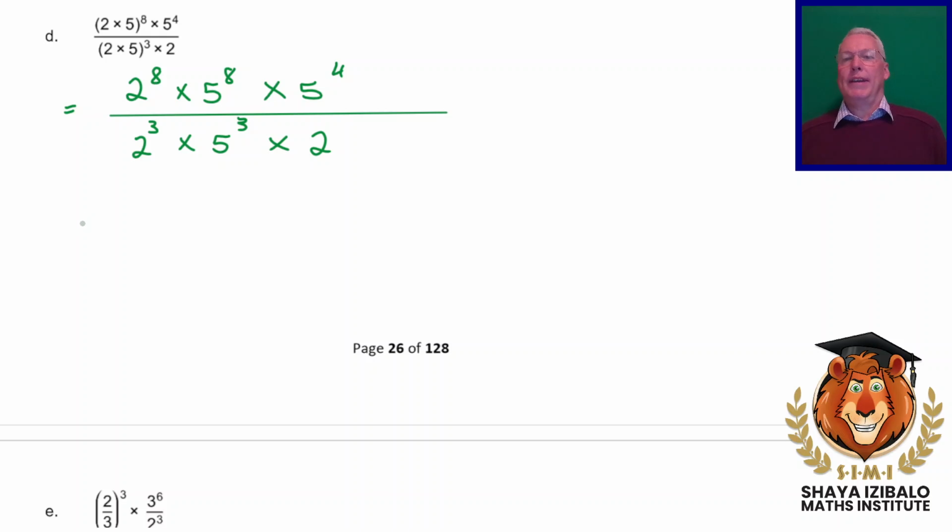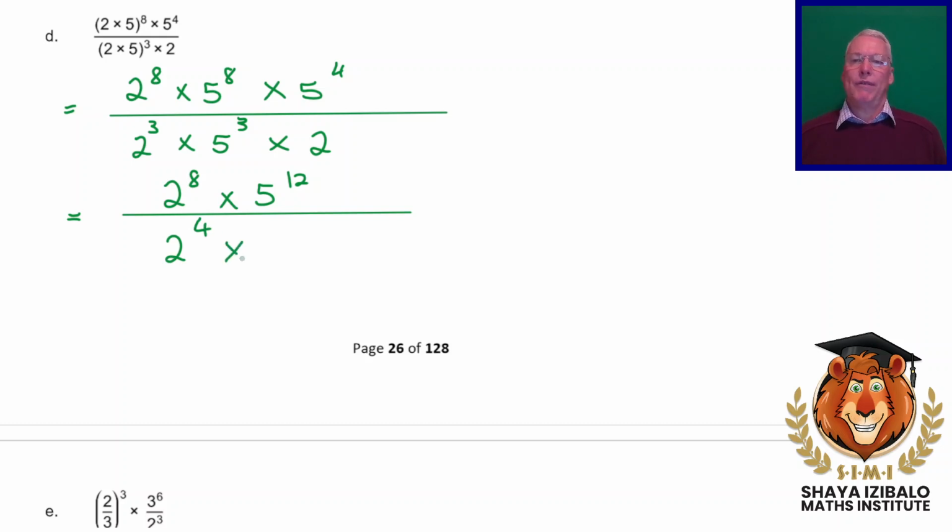Right, now on the numerator, let's multiply those ones that have got common bases, and it's the 5's. So we're going to leave the 2 to the 8 for now. The 5's are going to be 5 to the power of 8 plus 4, 12. Right? On the bottom here, we've got 2 to the 3 and another 2. So we've got a total of 4 2's multiplying together, and the shorthand for that is 2 to the 4, and we've also got our 3 5's.